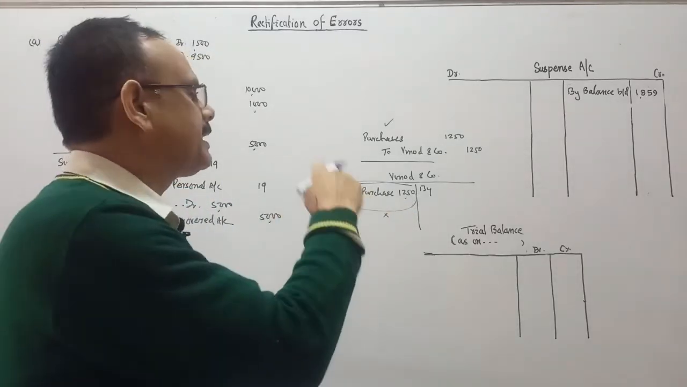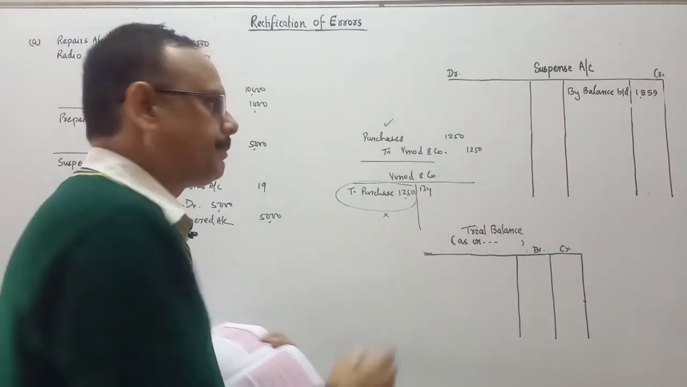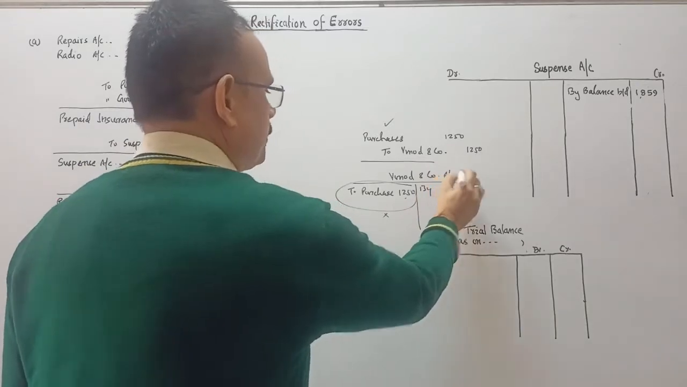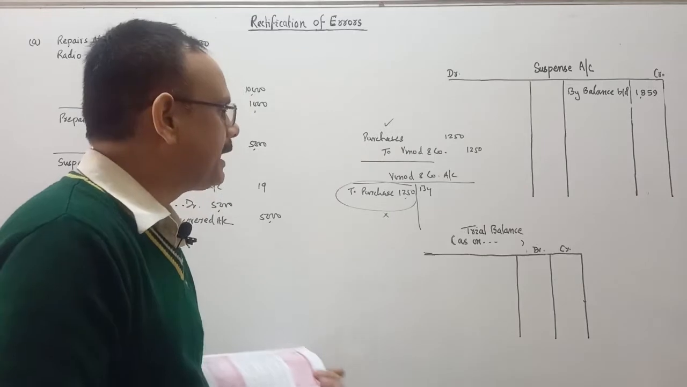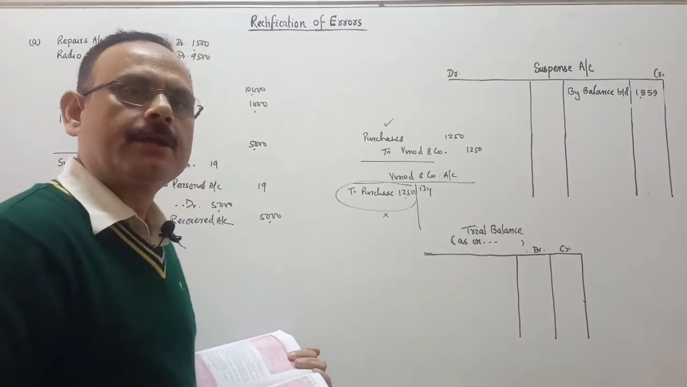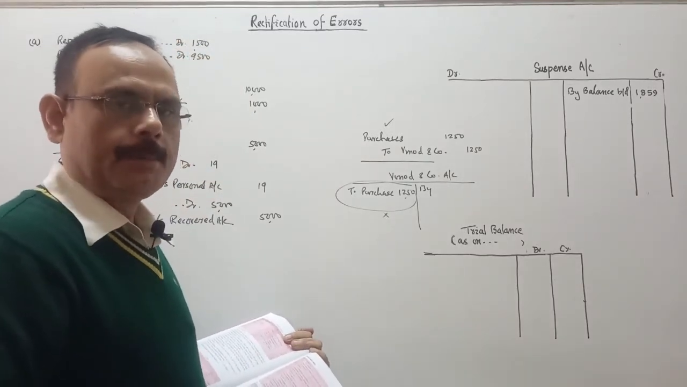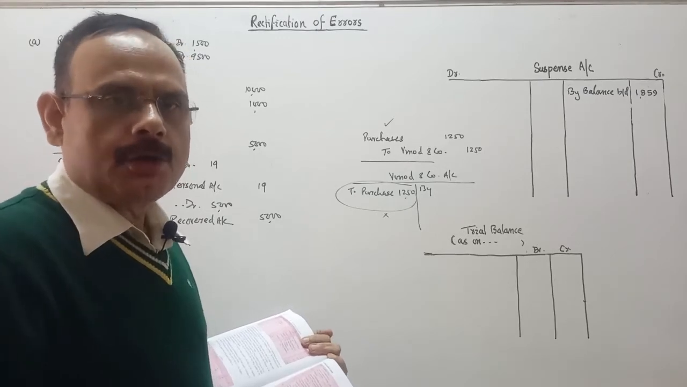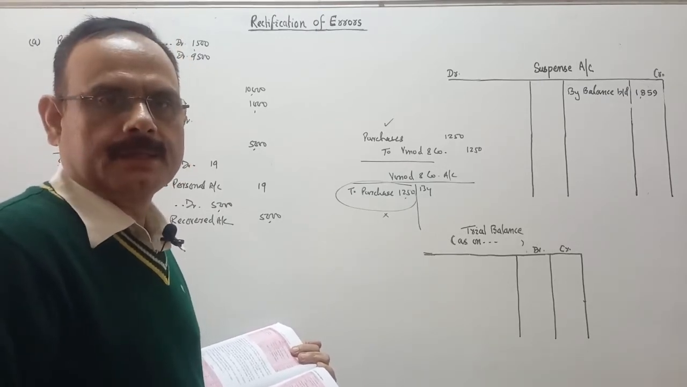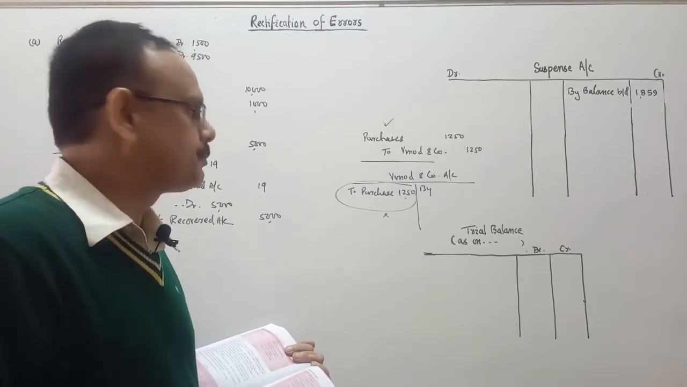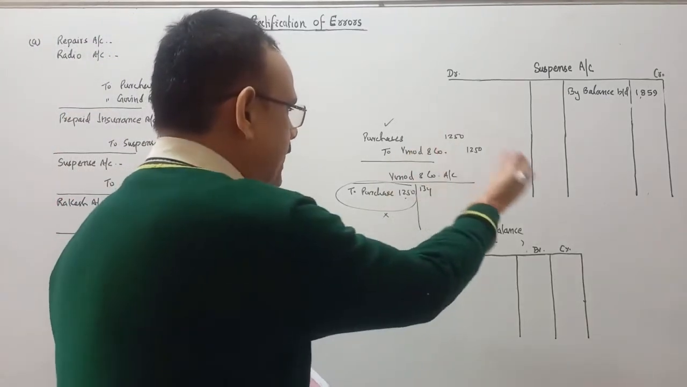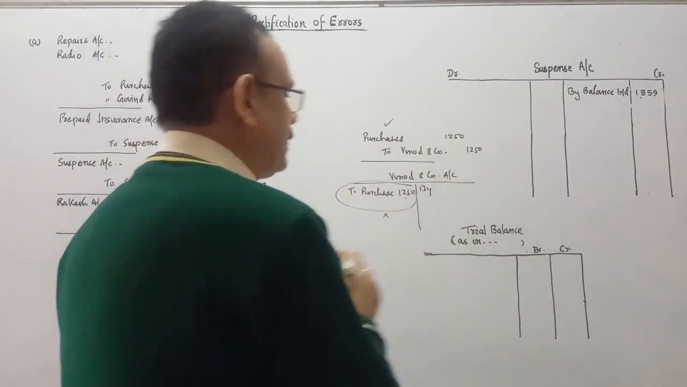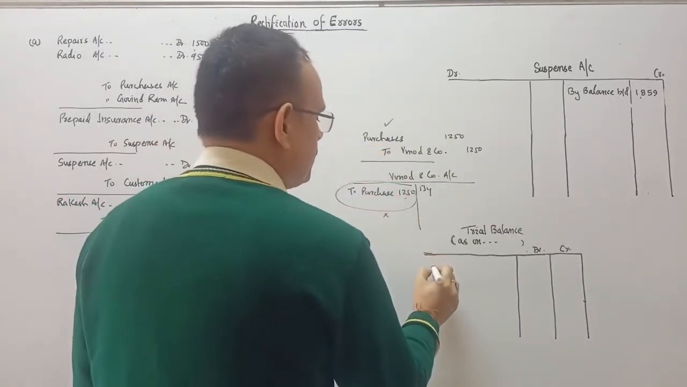Instead of posting in the credit side of the Binod and Company account, the accountant has posted to the debit side. So this is the error of commission. Amount is posted in the wrong side of the ledger. Error is clear? Amount is posted in the wrong side. Instead of credit side, it is posted in the debit side. Now see the effect in the trial balance.